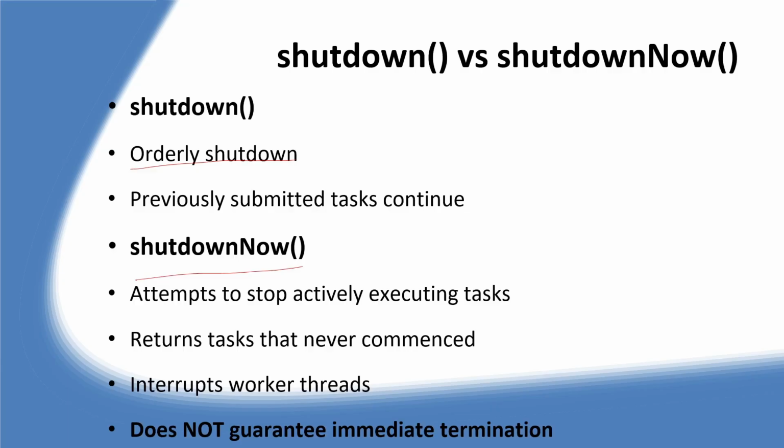But shutdownNow does not guarantee that every running task immediately stops. As we learned earlier, interruption is cooperative. So a task must respond appropriately to interruption. So do not think of shutdownNow as a guaranteed force kill. Okay, so this was the difference between shutdown and shutdownNow.